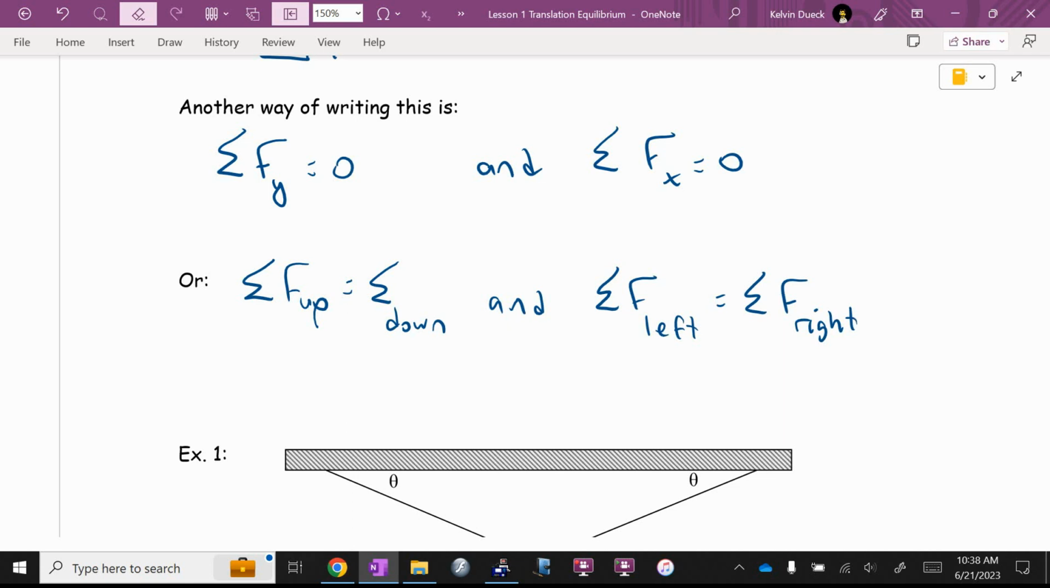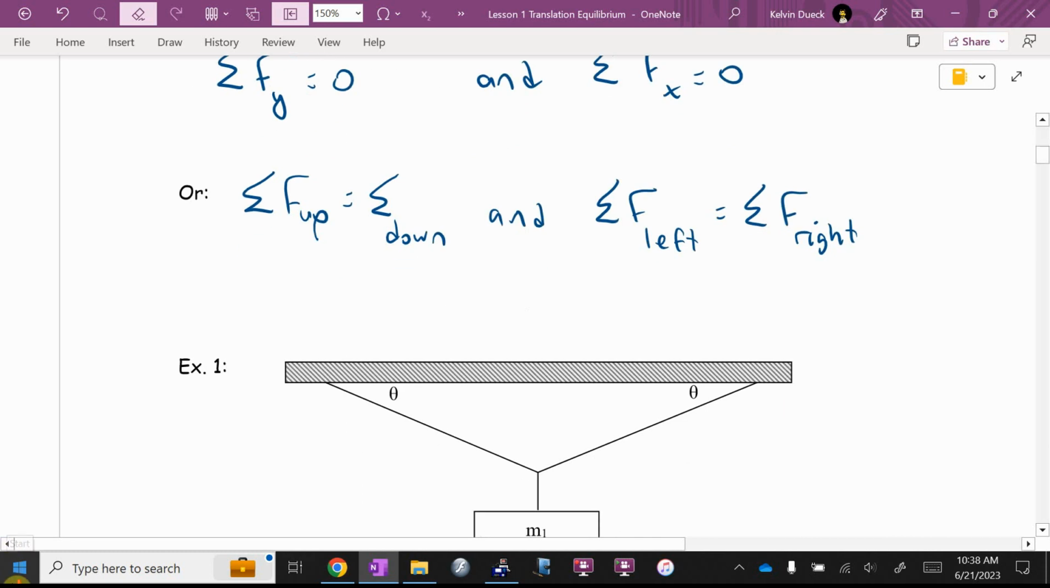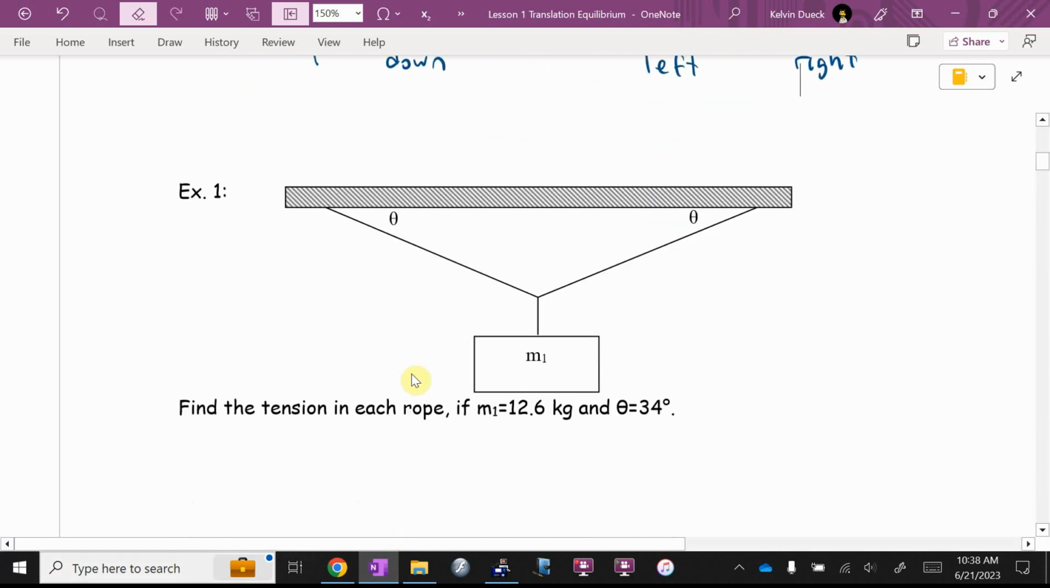There are two main types of questions in this area: questions with ropes and questions with long beams, with long planks, with long pieces of wood. So we're going to start off with a question with a rope. This is a classic equilibrium question, a sign hanging from two cables. And it says, find the tension in each rope if M1 is 12.6 and theta is 34. I'm going to put the 34 degrees right there, and I guess it's also right there.